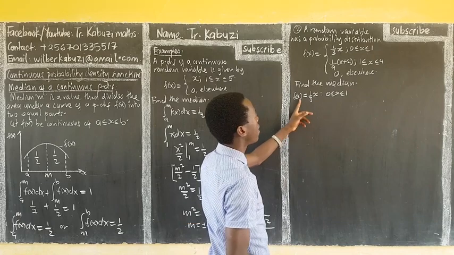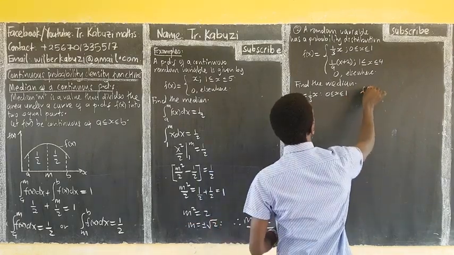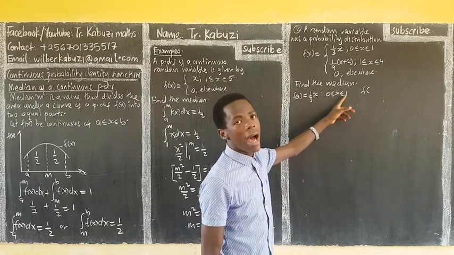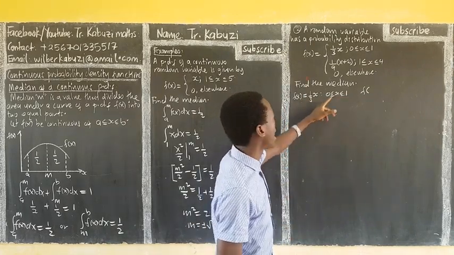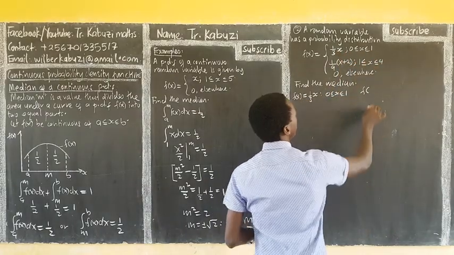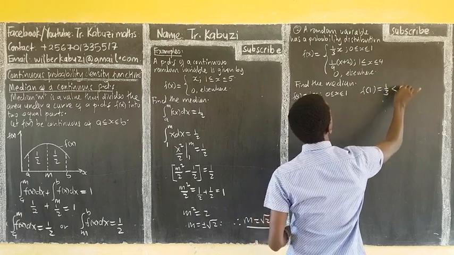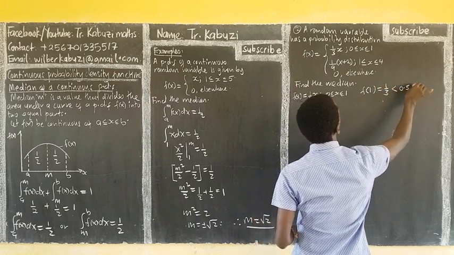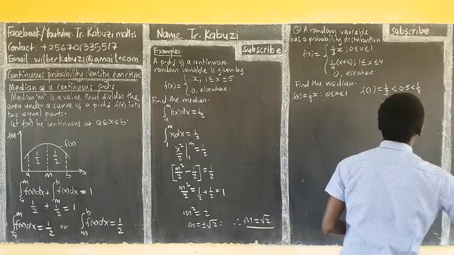Now substituting the upper value. Why? Because substituting the upper gives us the biggest value of this function, and remember this is continuous here. So when you put in 1, we shall get a value which is less than 0.5, or less than a half. That's what I'm talking about. This one is not right.